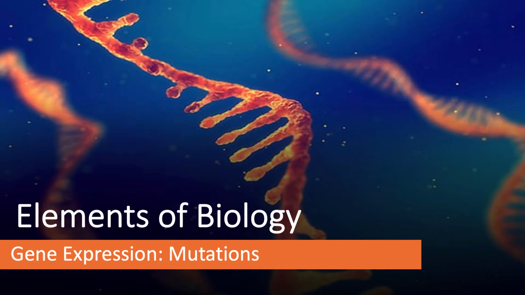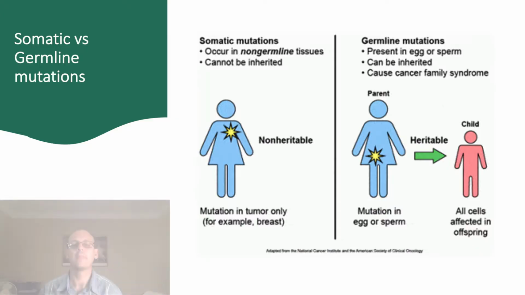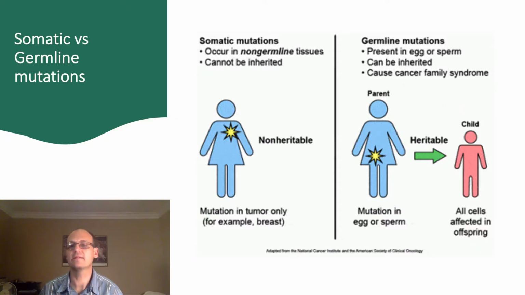In this lesson, we'll learn about how mutations affect the proteins that they code for. One important distinction to make is that there's a difference between somatic and germline mutations. Somatic mutations involve changes to the DNA in non-reproductive cells. As a result, any cell that originates from the original mutant cell will have that mutation.